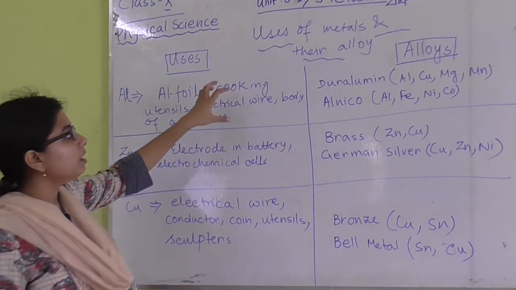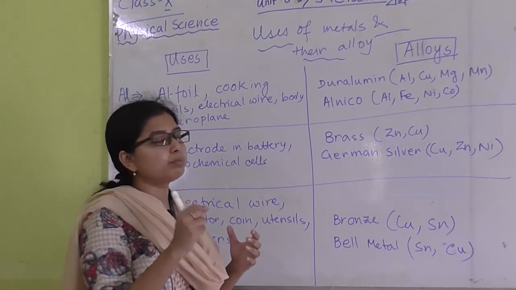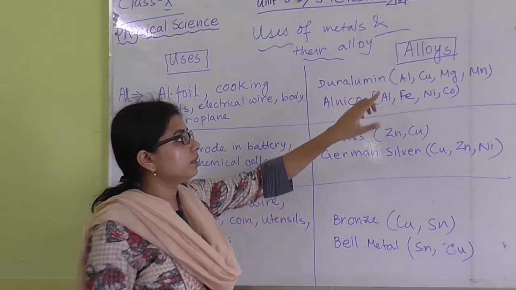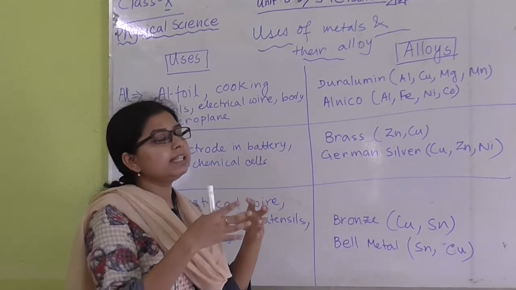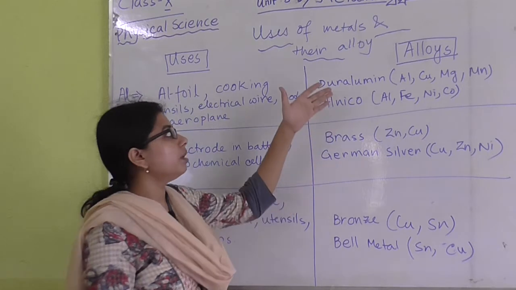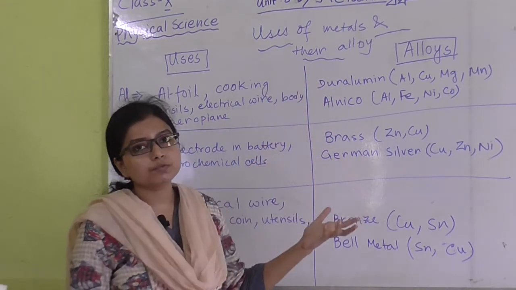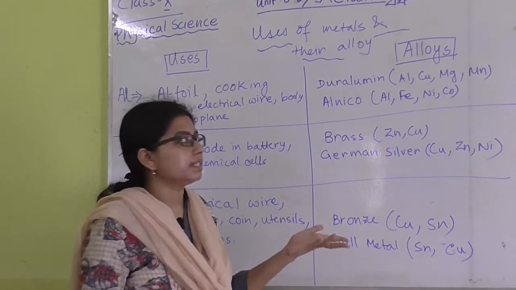Alloy means several kinds of metals in a fixed proportion, and by mixing them, by combining them, we get a new type of metal obviously, which is very much useful to us in different ways.